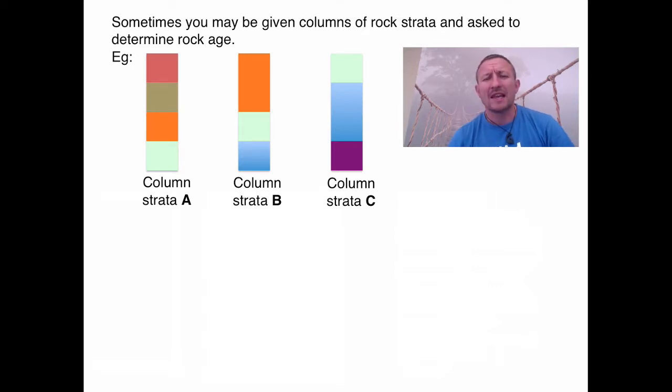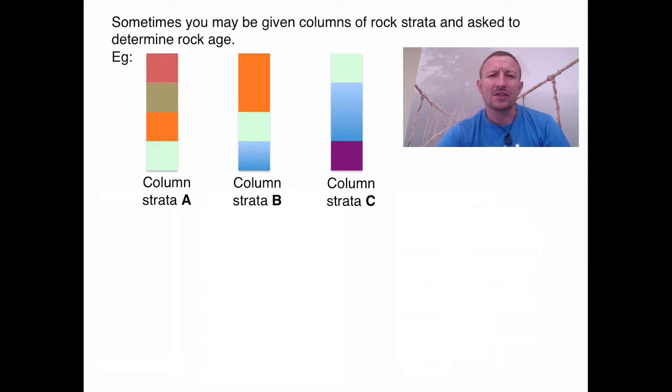Now what you tend to get, and especially in questions where you get an assessment, you may have areas like a lake or a big area of land, and core samples are taken at individual spots. And what you get is layers. And what you're asked to do is to work out the overall age of the rocks.